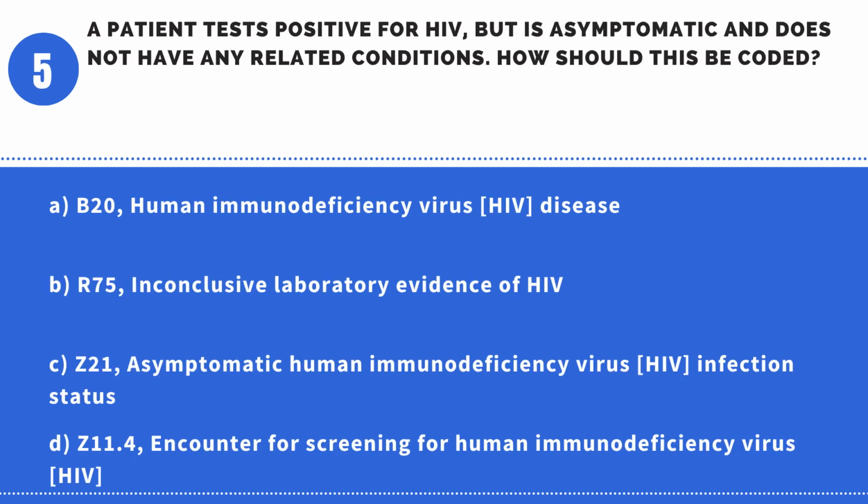Question 5. A patient tests positive for HIV, but is asymptomatic and does not have any related conditions. How should this be coded? A. B20, human immunodeficiency virus, HIV disease. B. R75, inconclusive laboratory evidence of HIV. C. Z21, asymptomatic human immunodeficiency virus, HIV infection status. D. Z11, encounter for screening for human immunodeficiency virus, HIV.